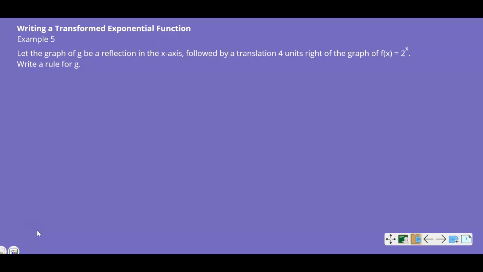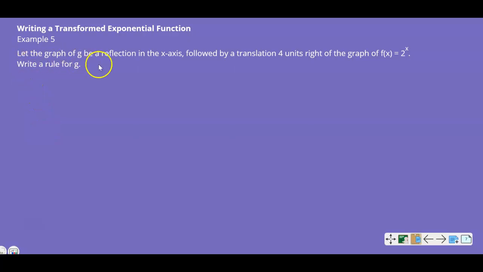So you have to remember your rules, all the transformations, whether it's horizontal, vertical, if it's a reflection, if it's going to be a horizontal stretch or shrink or a vertical stretch or shrink. Those are things that you have to remember the rules for. All right, so if you do that, if you refer back to your notes and kind of look, then this should not be very difficult. All right, so let's get started.